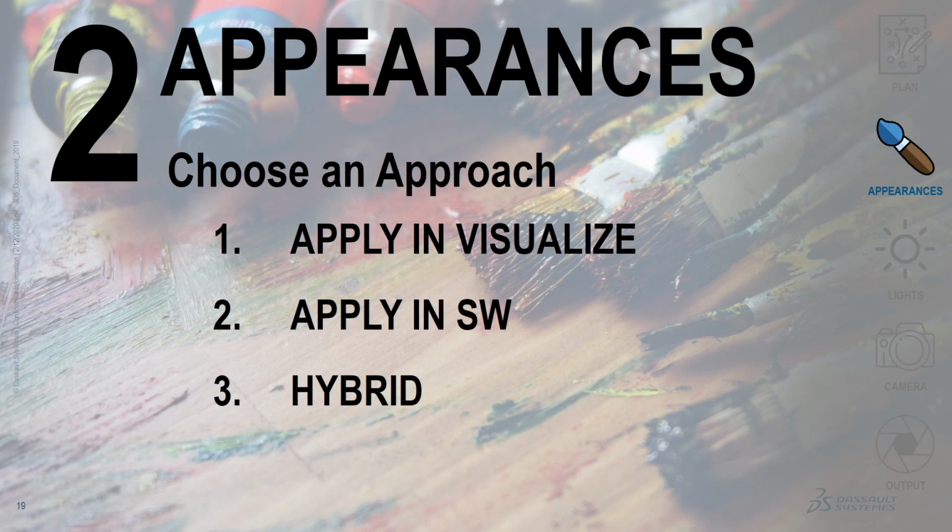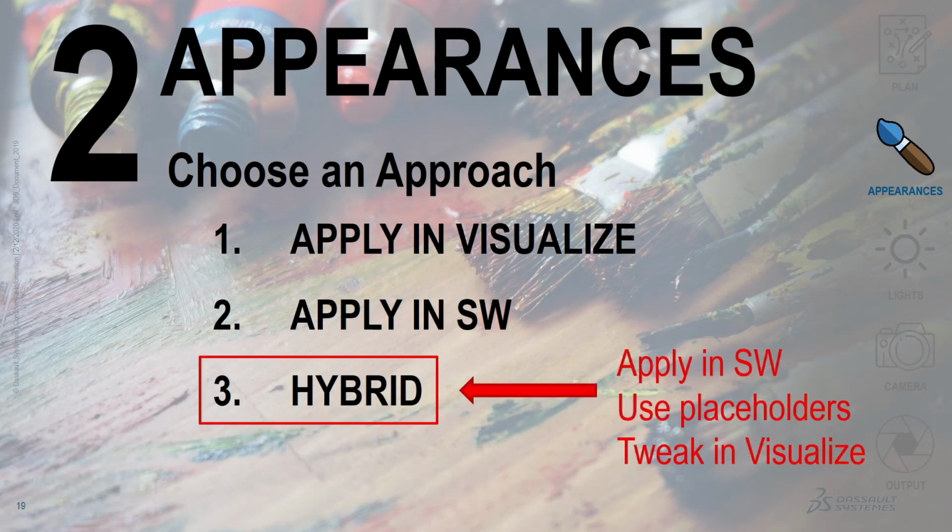So basically you would bring your model in with no appearances, and then you would go to town applying appearances in Visualize. You could apply them all in SolidWorks and just carry those into Visualize and hit go. Or you could use a hybrid approach. And by hybrid approach, I mean sort of this. Apply your appearances in SolidWorks and then use those appearances as placeholders when you get into Visualize.